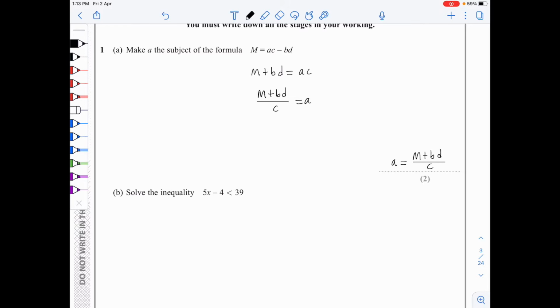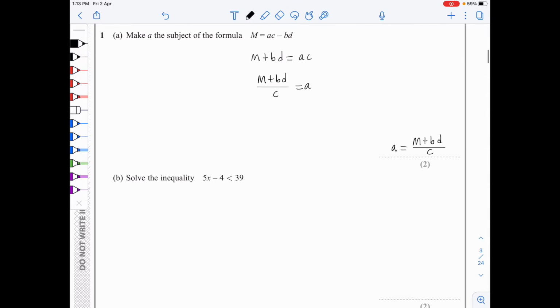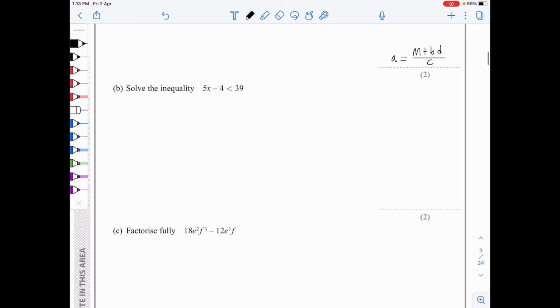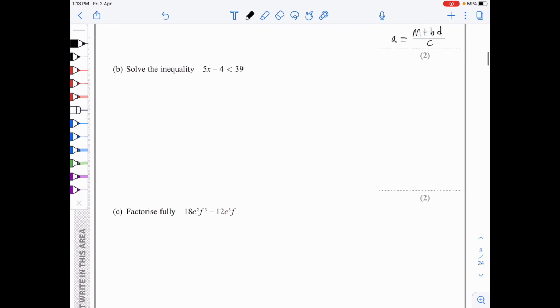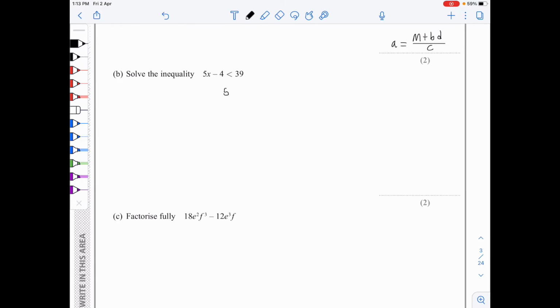In B, we need to solve the inequality 5x minus 4 is less than 39. So we start off by saying that 5x is less than 43. So x is less than 43 over 5. There is no need to make this into a decimal, we'll just leave it as it is. That's my final answer for B.